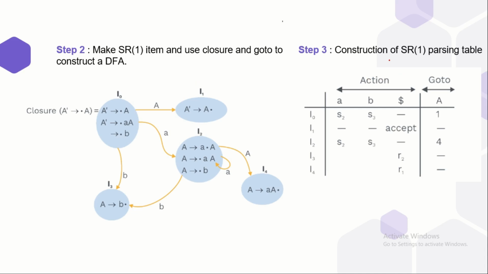So this is our parse table. It contains two sections, action and goto. In action, we mention our terminals, and in goto, we mention our variables. So what are our terminals? The terminals are small a, small b, and variables are capital A. That's why we have written it in goto.